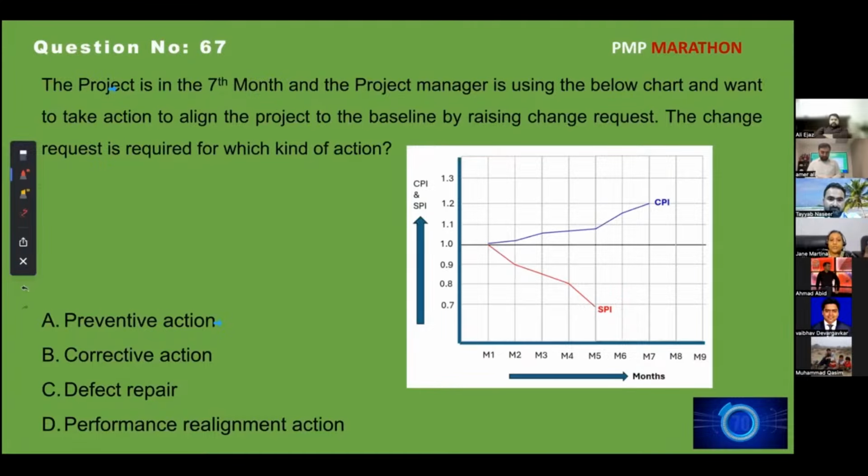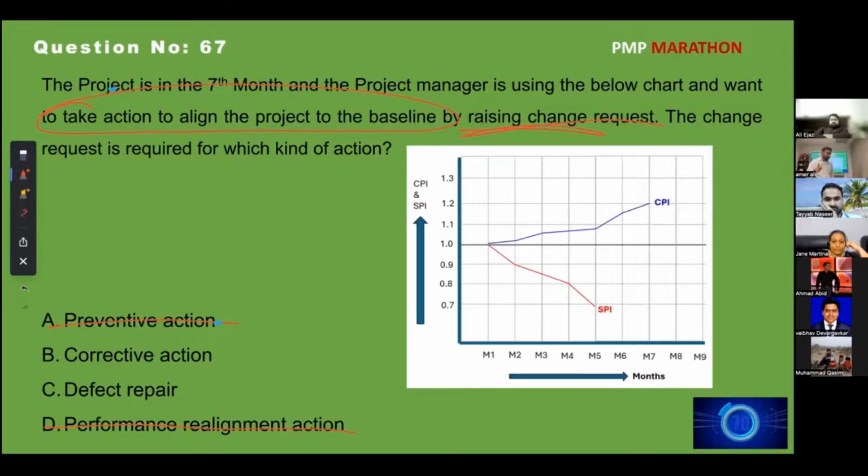Preventive action is before this kind of situation occurs. They would have made some changes, or they would have taken some measures to fix it even before things happen. So that is called preventive action. The defect repair is when it has gone to the client, and there they detect the defect, and then it comes to you to fix. That is the defect repair.